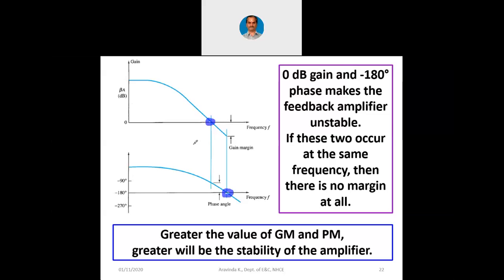But if there is no gain margin, if there is no phase margin for a given amplifier, let us say this is going to happen at the same point. In this curve, it is not happening at the same point. But if it all happens at the same point, let us say it is happening here, or if it is happening here, then the circuit is not having gain margin, it is not having phase margin. We cannot rely on that amplifier because at higher frequencies, it will become an oscillator.